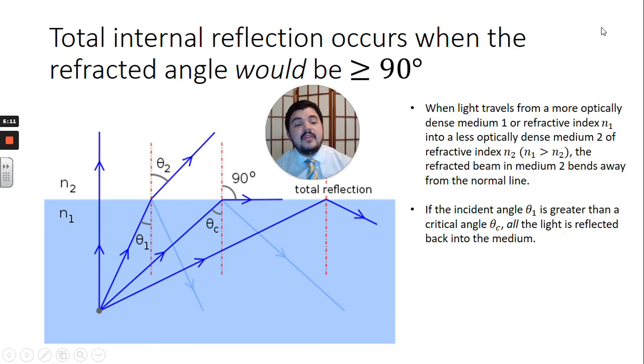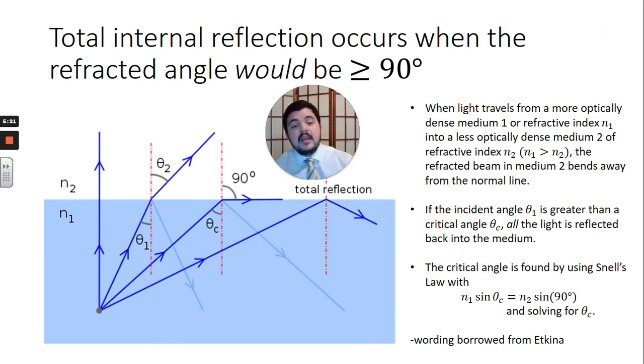If the incidence angle theta 1 is greater than some critical angle theta sub c, then all of the light is reflected back into the medium, not just some of it, but all of it. The way to find this critical angle is to use Snell's law, where the refracted angle is 90 degrees. So it's N1 sine theta c equals N2 sine 90 degrees, and you can solve for the critical angle. I borrowed some of this wording from our textbook from Atkins. I want to give some credit there.